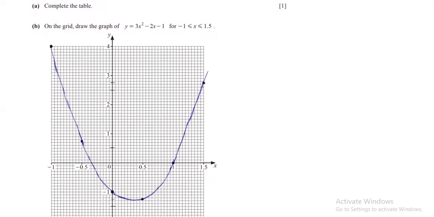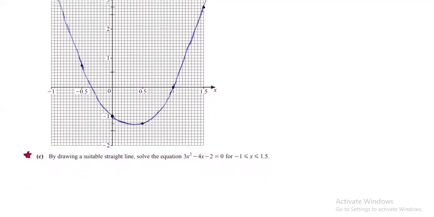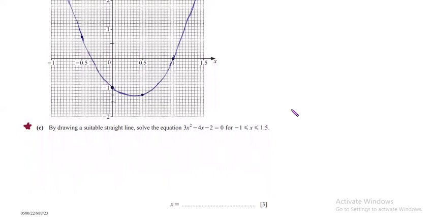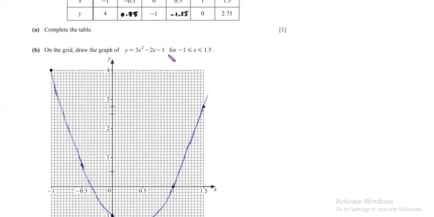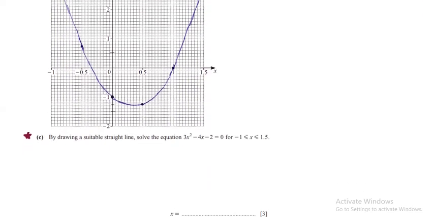lines. Now, the next part is, by drawing a suitable straight line, solve the equation. So this is very important, like I already mentioned. Now, when doing a question like this, first write the equation of the graph that is given. So which is y is equal to 3x squared. So I'm going to write it as y is equal to 3x squared minus 2x minus 1. First write that equation. So this is the equation of the graph.